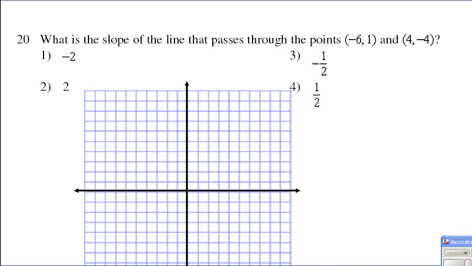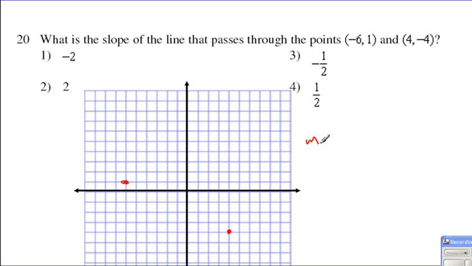If you had to plot those points, it would have been so much easier. So I'm just going to do that right now. Negative 6 comma 1, negative 6, 2, 4, 6, 1. 4 comma negative 4. We're looking for the slope of that line.